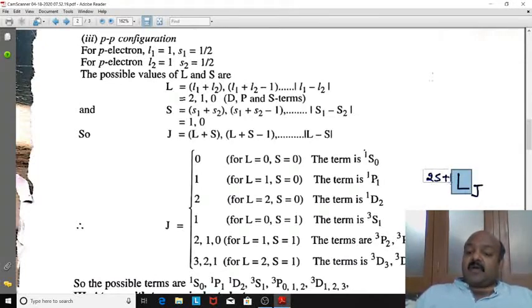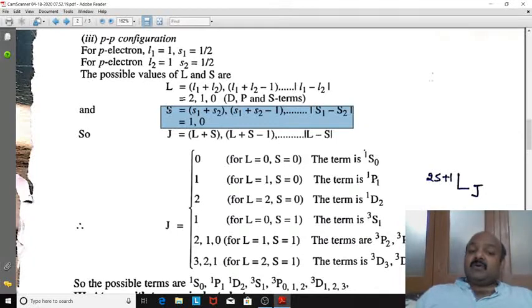Now our aim is to calculate 2S plus 1. So for that we need capital S. Capital S will be calculated from the spins: plus half, plus half. Half plus half is 1. The last value, half minus half, is 0. So we have two capital S values, 1 and 0, and 3 L values. So now we will be having 6 combinations.